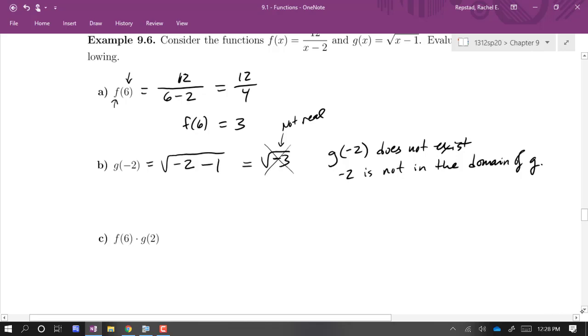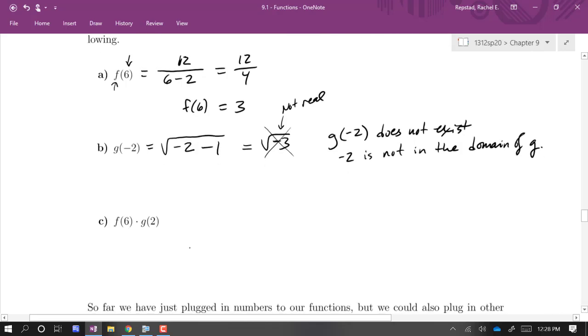And then in part C, f of 6 times g of 2. So I'm going to find f of 6, I'm going to find g of 2, and then I'm going to multiply them together. We've already found f of 6 up here, that's 3. G of 2 we still need to find, so maybe I'll do this on the side. That's the square root of 1, or just 1. So f of 6 times g of 2 is 3 times 1, or 3.